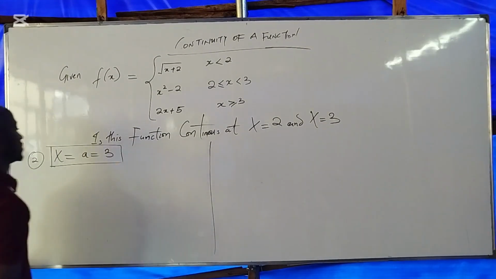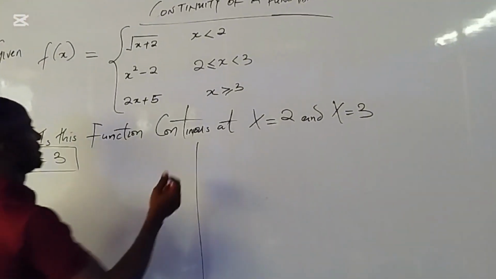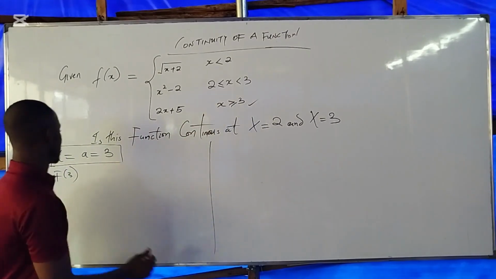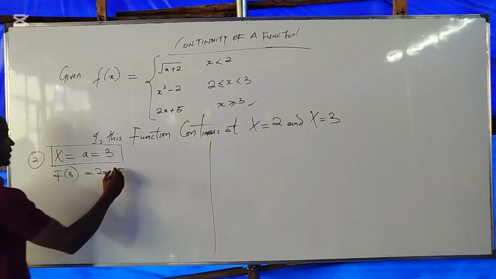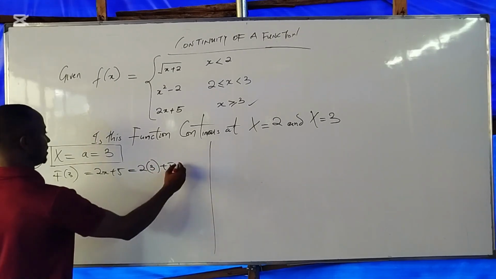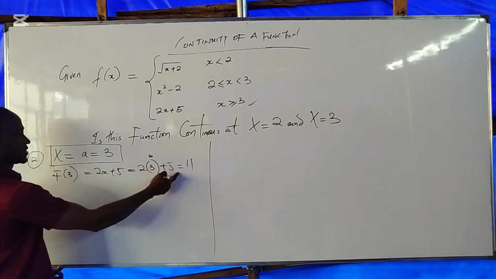Okay, the first thing is to define f of 3, right? f of 3 is defined on this equation because here x is greater than or equal to 3. So that means we're going to use 2x plus 5 to define f of 3. So we have 2 times 3 plus 5, and this will give us 11 because 2 times 3 is 6. 6 plus 5 is 11, right?